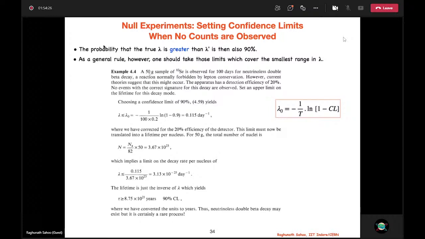Okay, so this is the way. If you have null experiments, you can set the confidence limit and report the lifetime in this way.